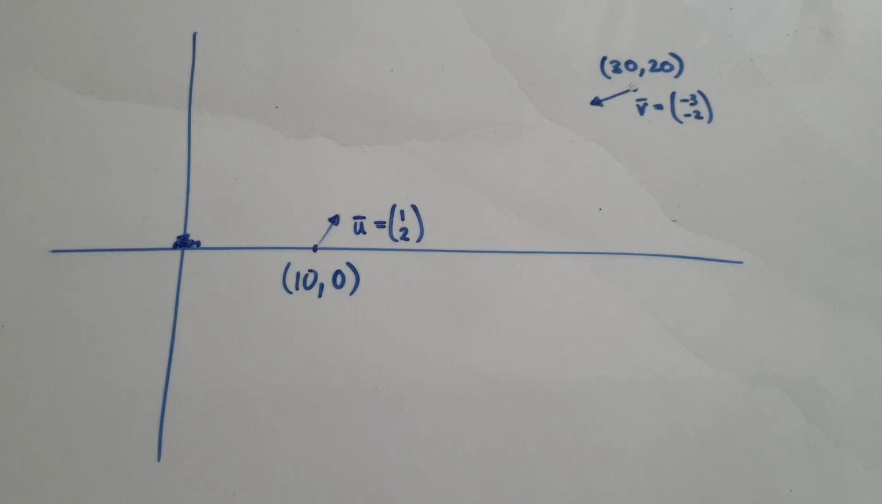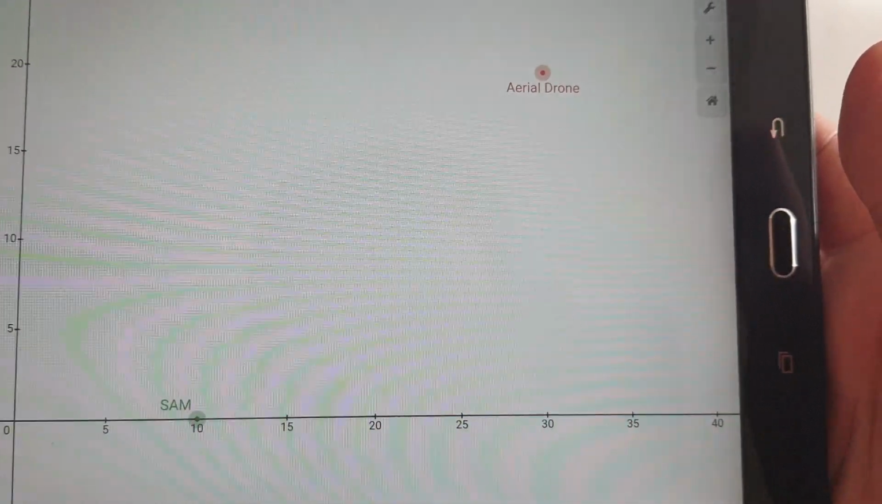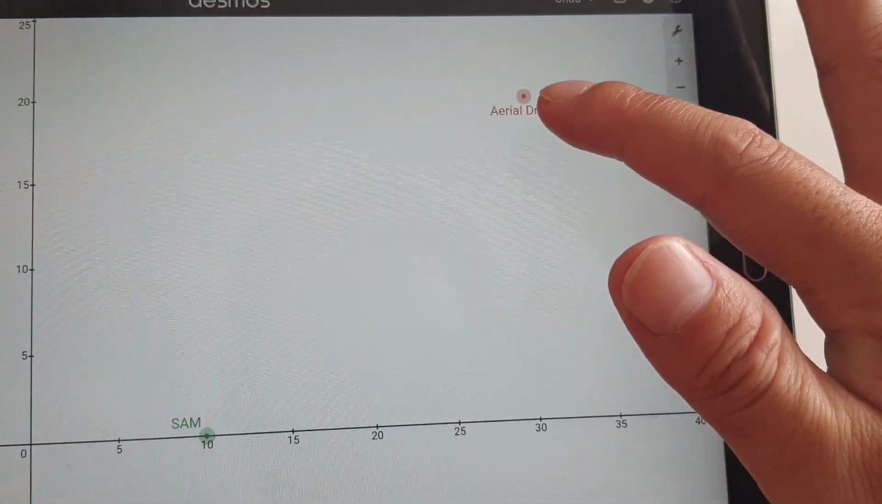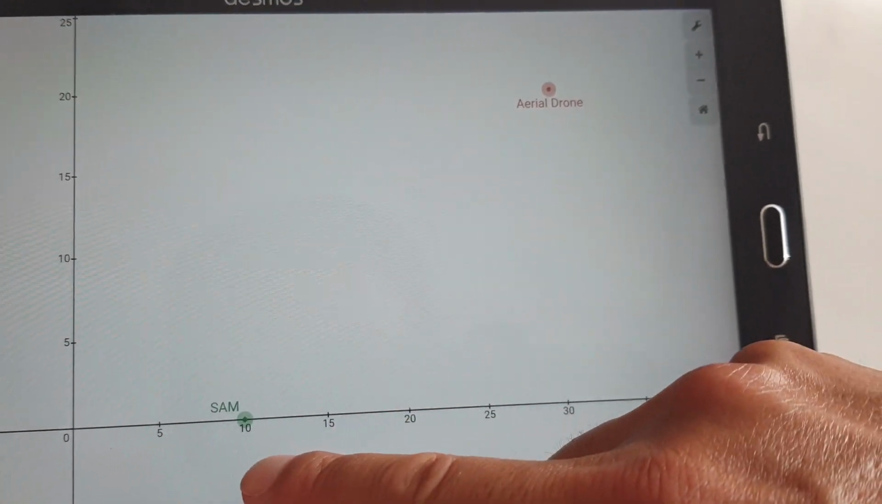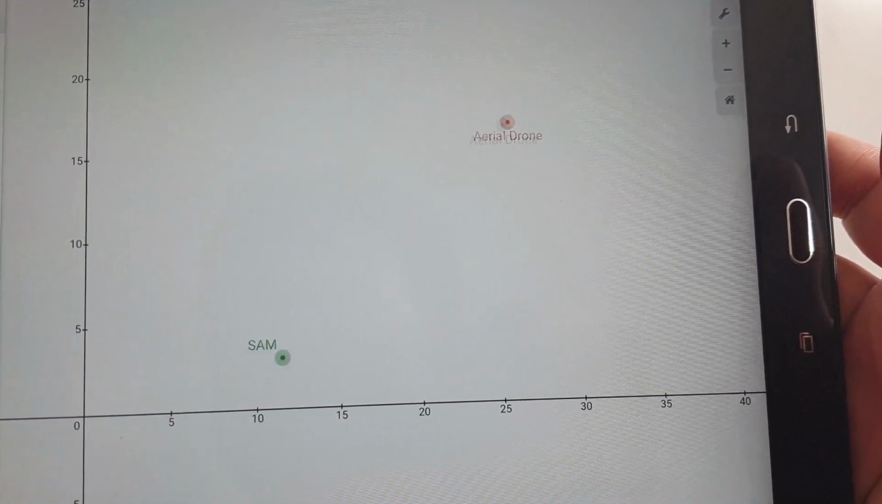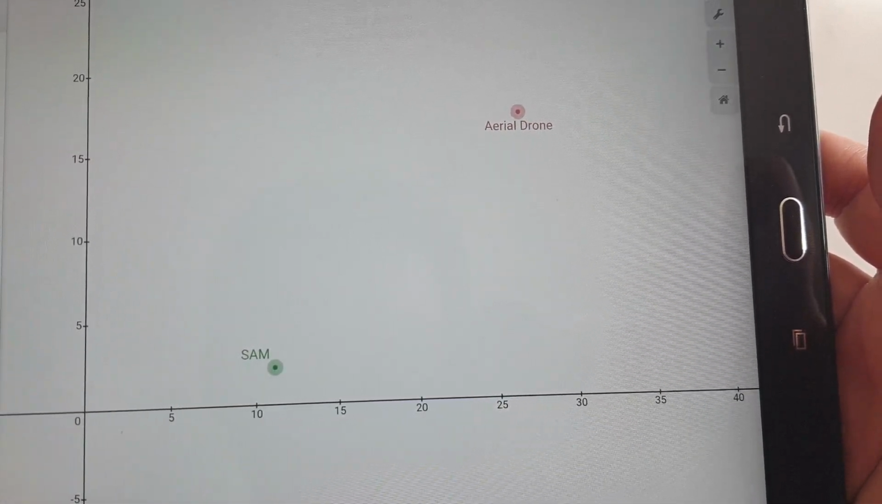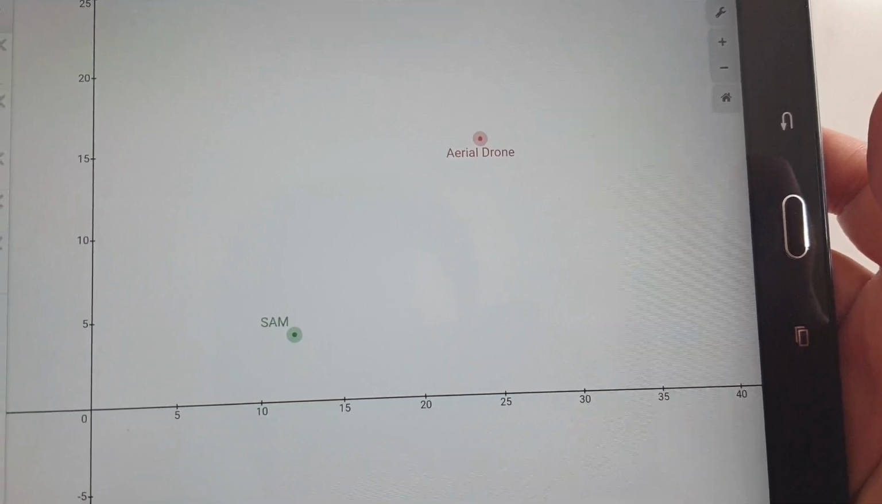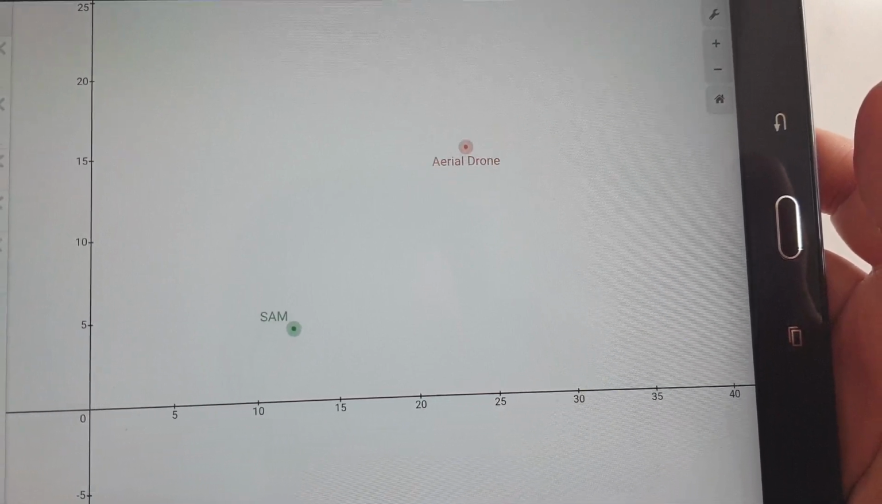So for example, let me just show you this in Desmos. When time is 0, you can see that the aerial drone is at 30, 20, and your SAM, your surface-to-air missile, is at 10, 0. So when t is 1, it will be here. The aerial drone has moved towards the city, and the SAM is trying to intercept the aerial drone. The question is, will your capital city be safe? So simulate this in Desmos, okay?